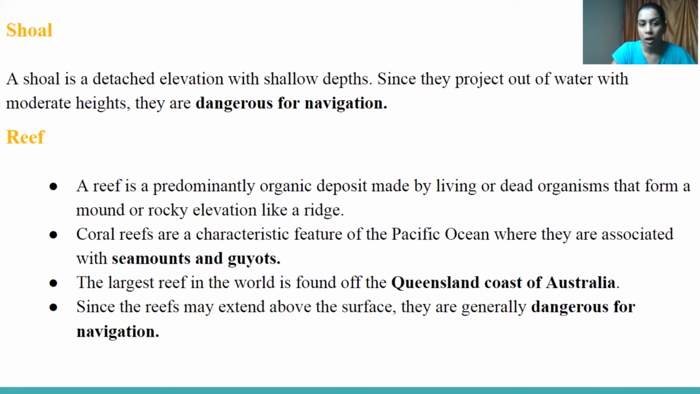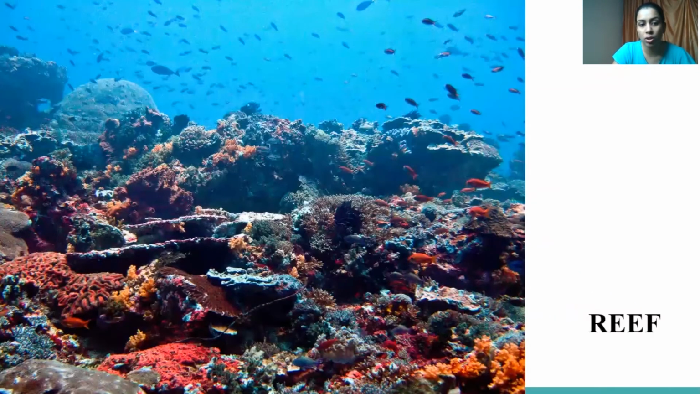Reef. So you must have heard about what are coral reefs. A reef is a predominantly organic deposit made by living or dead organisms that form a mound or rocky elevation like a ridge. Coral reefs are a characteristic feature of the Pacific Ocean where they are associated with seamounts and guyots. The largest reef in the world is found off the Queensland coast of Australia. Since the reefs may extend above the surface, they are generally dangerous for navigation. So you can see what is a coral reef here.